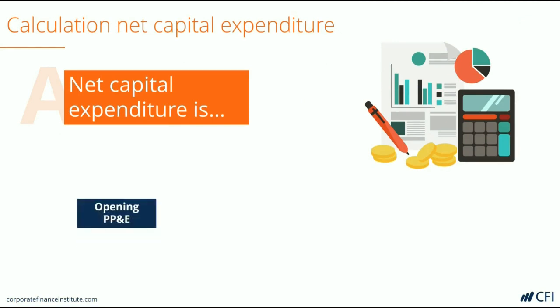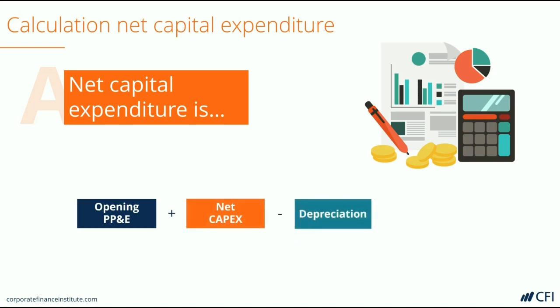We know that the formula for closing PP&E is equal to the opening PP&E number plus net capital expenditure minus depreciation. And then we get the closing PP&E. Given the assumptions that we saw earlier, we had an opening balance of 810, depreciation of 90, and a closing balance of 730. Therefore, we can rearrange the formula to calculate net CapEx, which must be 10.